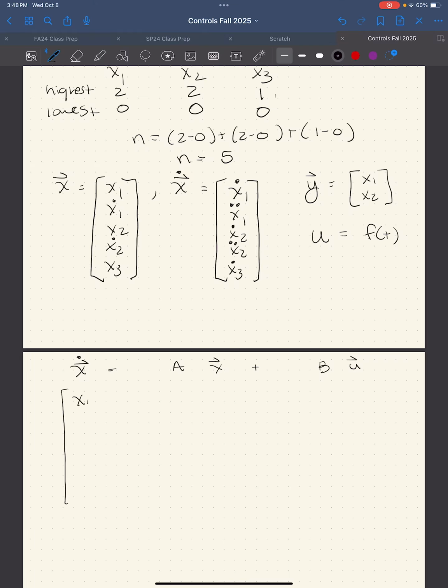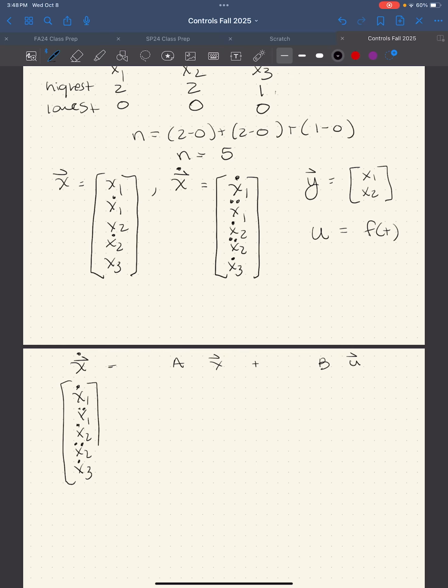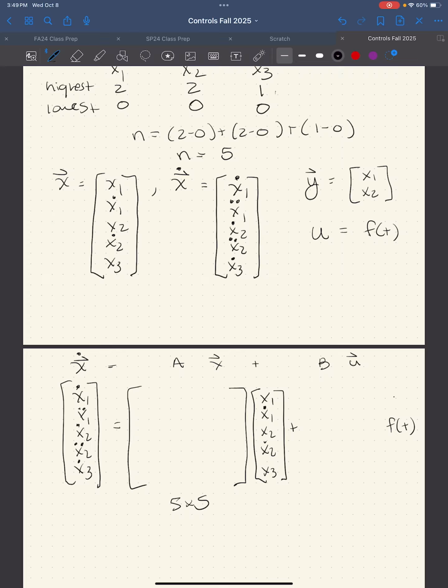So you have x1 dot, x1 double dot, x2 dot, x2 double dot, x3 dot equals some matrix. Hint, it's going to be 5 by 5 because it's n by n, times x1, x1 dot, x2, x2 dot, x3, plus something times u, which is just f of t. And we need the result of this multiplication to be a 5 by 1, so B must be a 5 by 1. Sorry, not 6 by 1, 5 by 1.